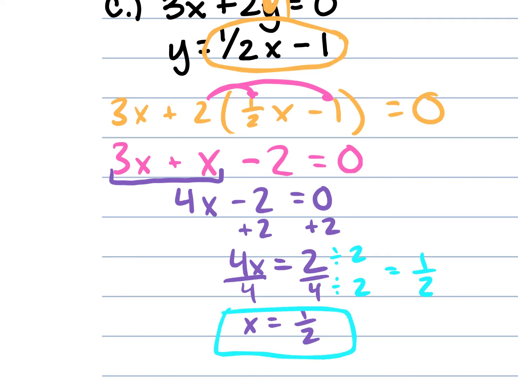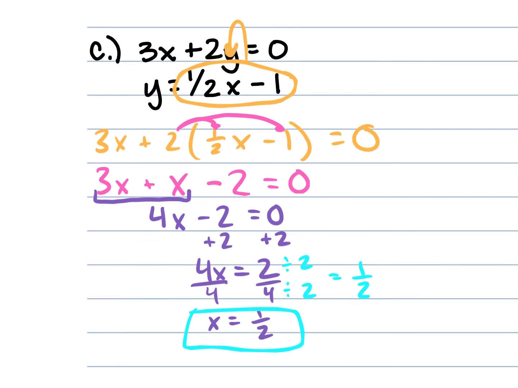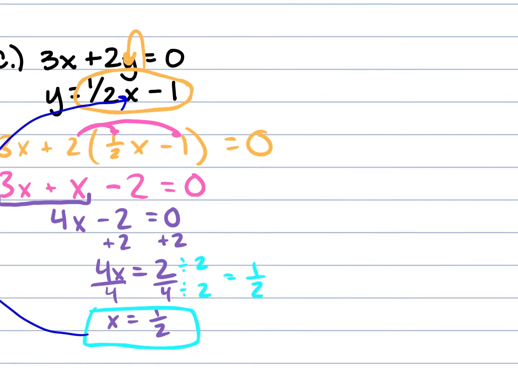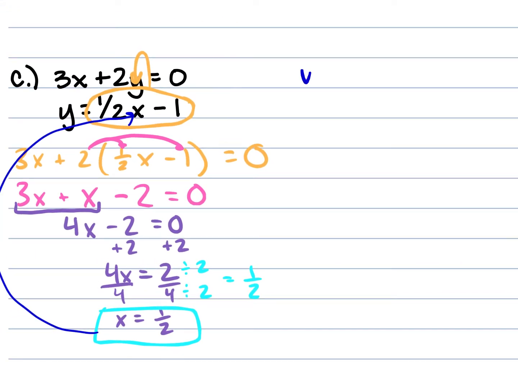So I found x. How can I find y? Plug it in. Which equation do you want to plug it into, the first or the second? Let's plug it into the second. Again, it doesn't matter. Sometimes one will look easier than the other, but you'll end up with the same answer. So I have y is equal to 1/2 times 1/2 minus 1. So just make sure whichever equation you plug it into, you are plugging it into x because it's x equals. So it does matter where you plug it in. You just have to make sure you're plugging it into the x.